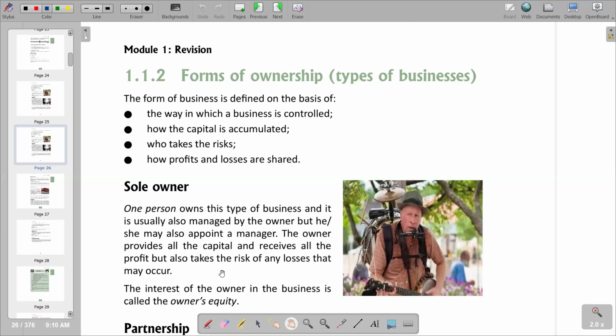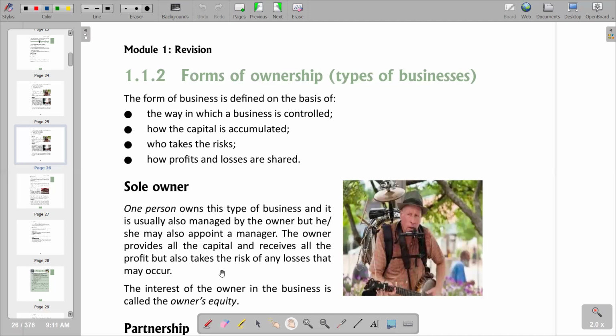At the end of it, we can evaluate the sole proprietorship, or the sole owner, as a business. Evaluating, we are looking at the advantages and disadvantages associated with a sole owner. When you look at the advantages, it is easy to establish, because only one person is operating and there are no legal procedures in terms of registering the business. It is an informal business, so it is easy to establish.